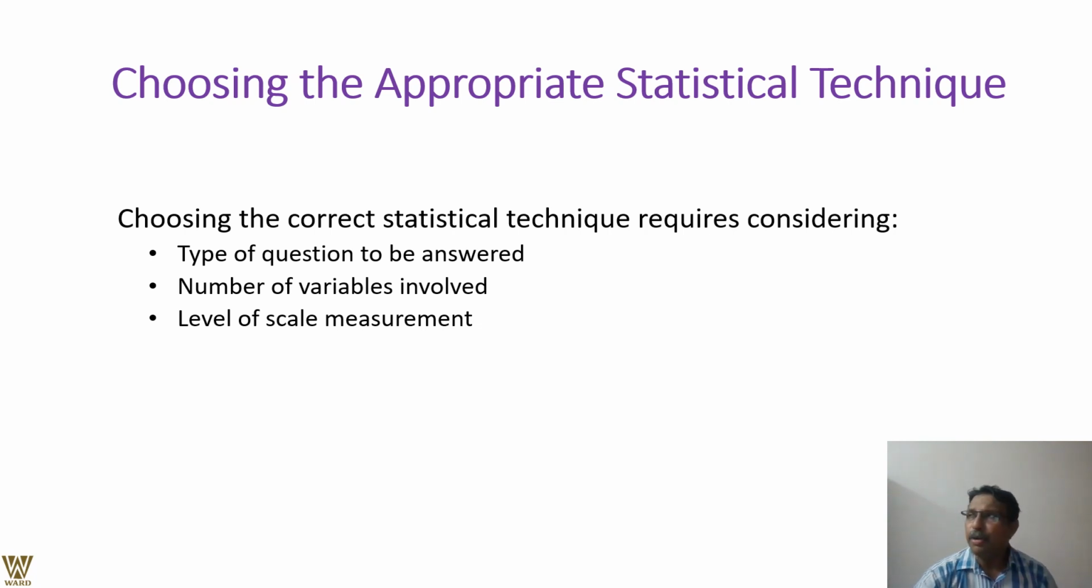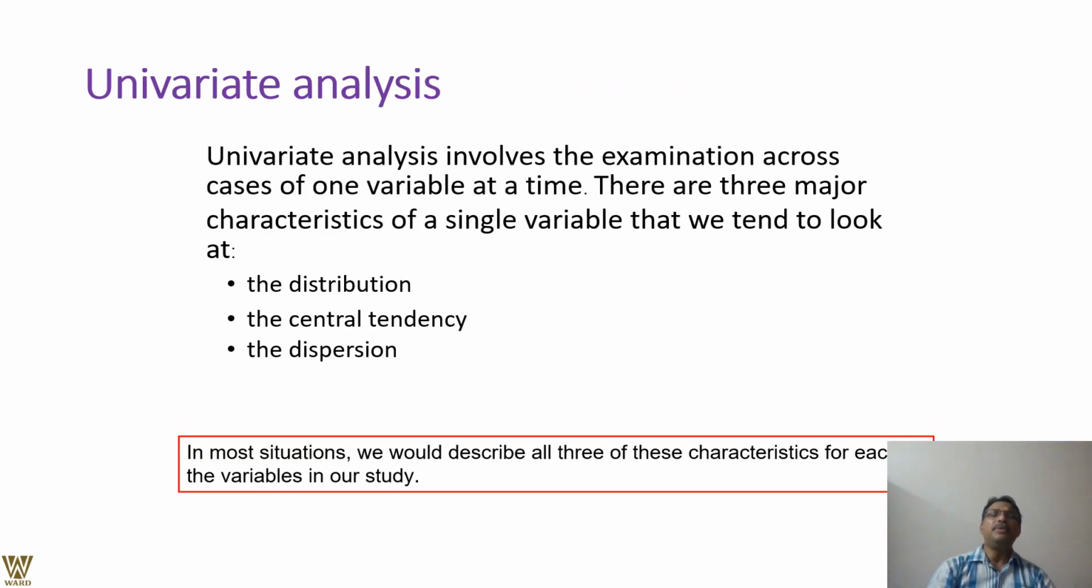So you need to understand the number of variables that you are getting involved with, the number of variables to prove your thesis or your hypothesis. That's the level. Then we design the tools to measure it, the scale of measuring it. Univariate analysis involves the examination of just one variable at a time. The rest of the variables might remain constant. There are three major characteristics of a single variable that we tend to look at: the distribution, the central tendency, and the dispersion of the data. In most situations, we would describe all three of these characteristics for each variable in a study.